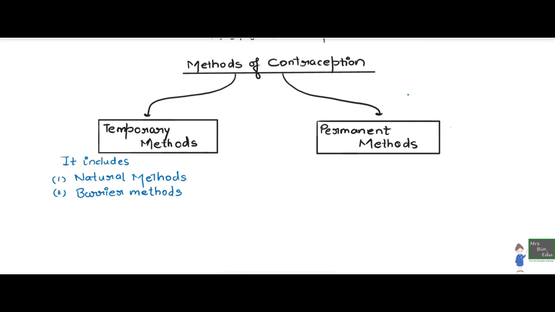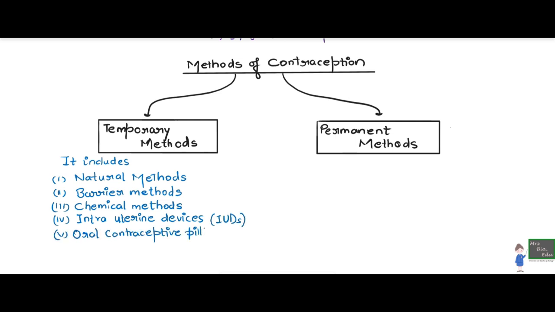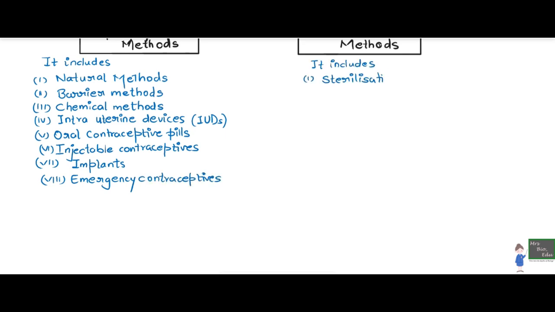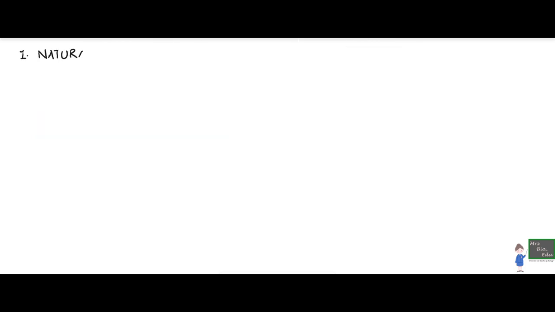They include the natural method, barrier method, chemical methods, intrauterine devices, IUDs, which we just talked about, oral contraceptive pills that females can take, followed by the injectable contraceptives. These are injections that are given at regular intervals of time. Then implants, for those who don't want to take injections but still want long-term contraception. And emergency contraceptive pills, especially for those who failed in one of the methods used above. It failed, so now there is a doubt in their mind, so you can use emergency contraceptives.